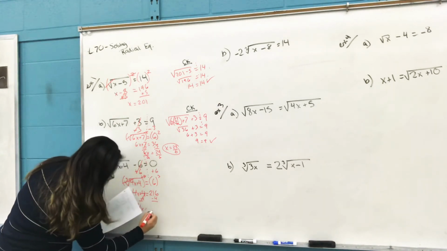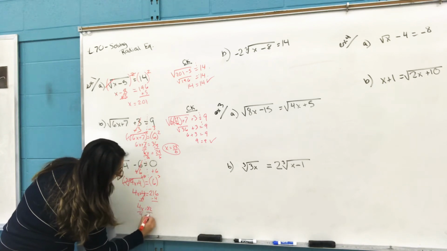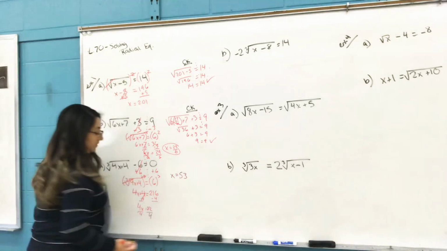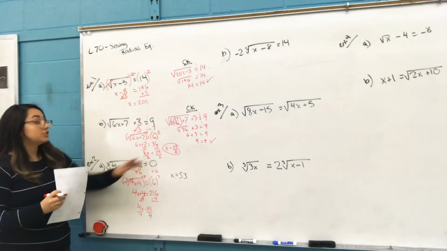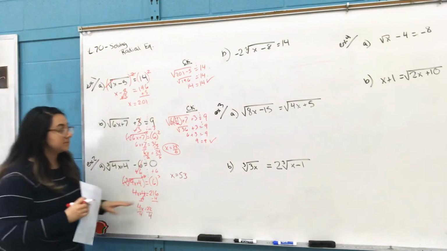4x equals 212. And then you divide by 4. And when you divide by 4, x is equal to 53. And that is your answer. You can check it again, but I'm not going to do it for the sake of the video. There's a time limit for this.